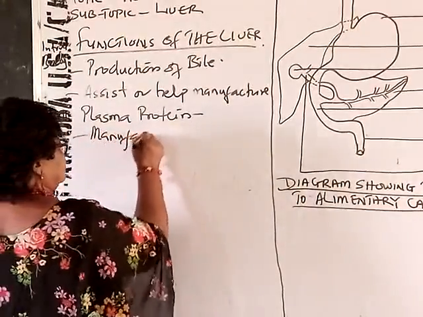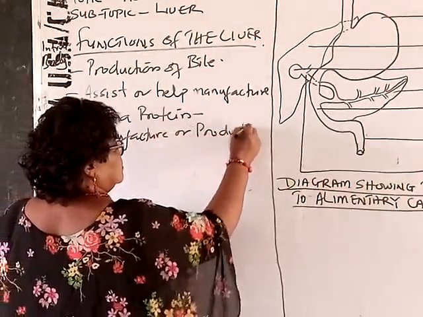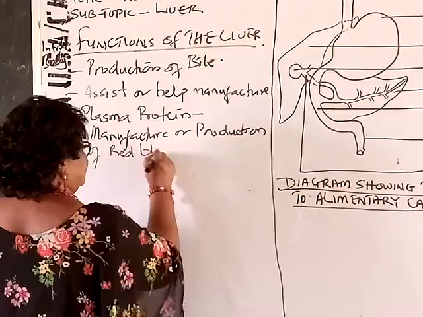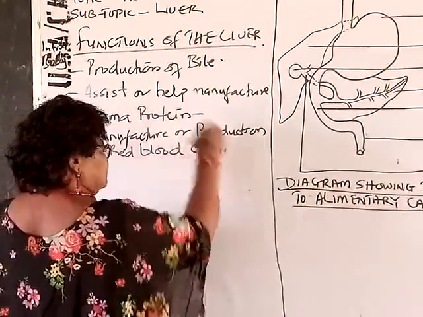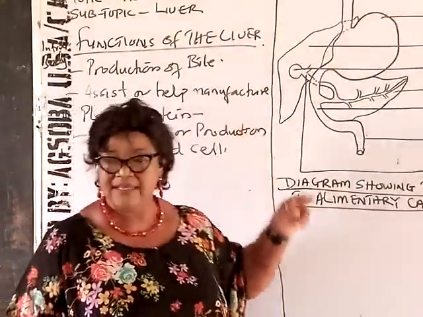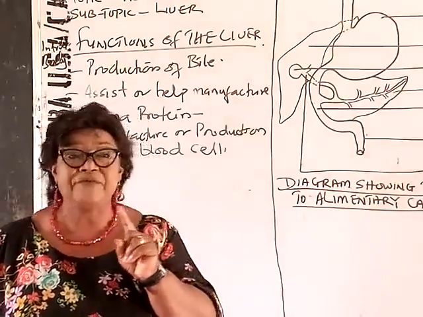Manufacture or production of red blood cell. I have just mentioned a little bit when I was talking about the production of bile. Now the liver produces red blood cell, especially in the foetus.